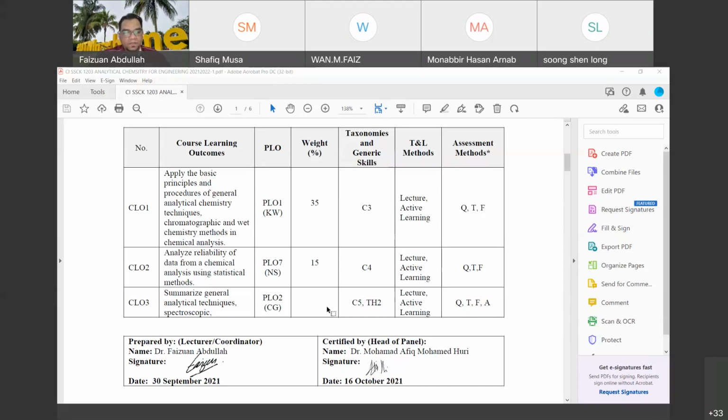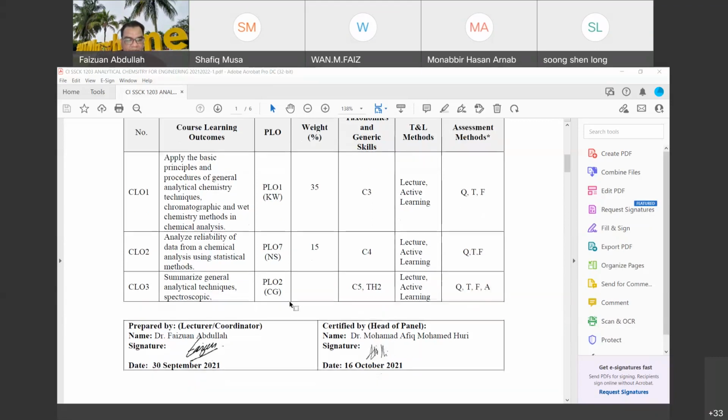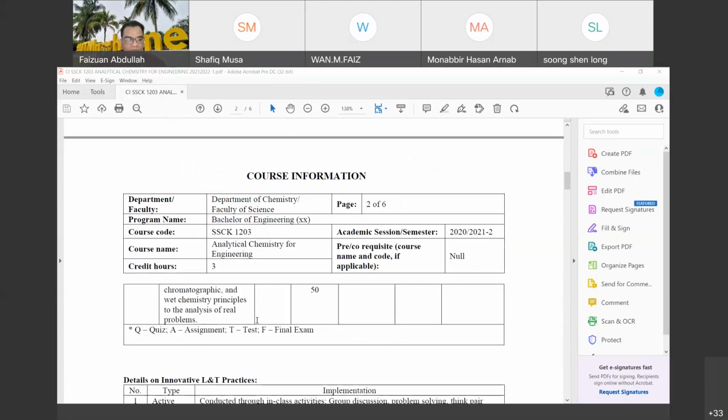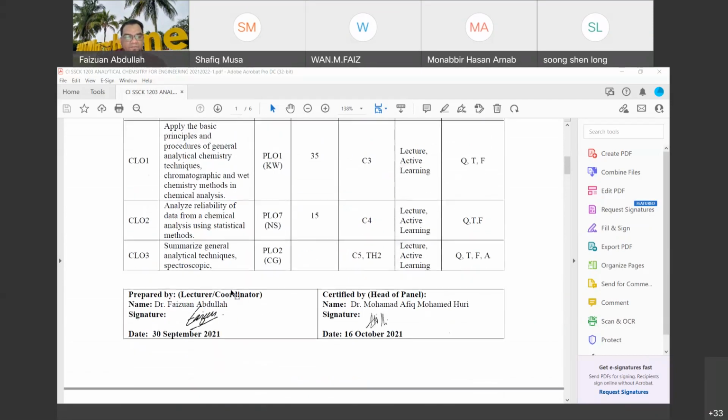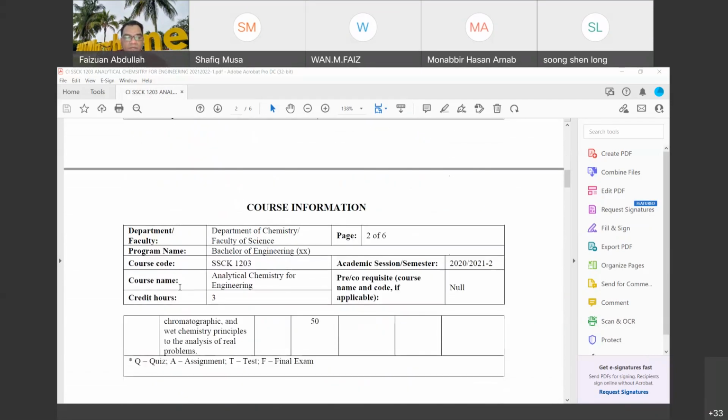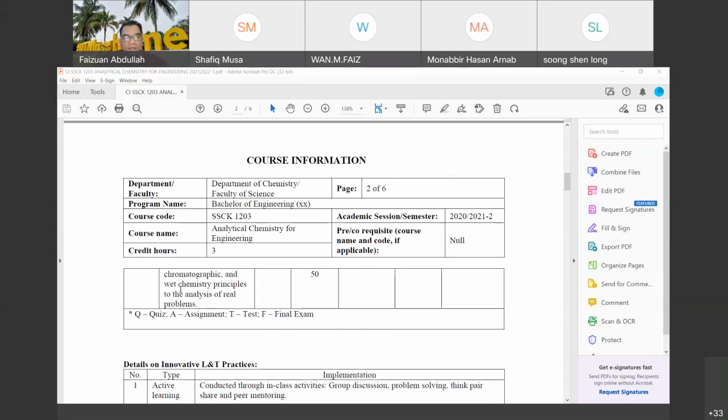And then the third one is to summarize general analytical techniques, spectroscopic, chromatography, and wet chemistry principles, to the analysis of real problems, right? In this case, for CLO3, we will apply the knowledge of the analytical methods that we learn, the data analysis and so on, the sampling process, the sample preparation and so on, in the real samples, right?